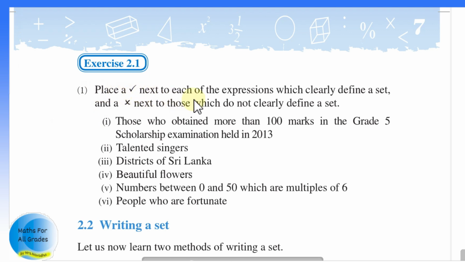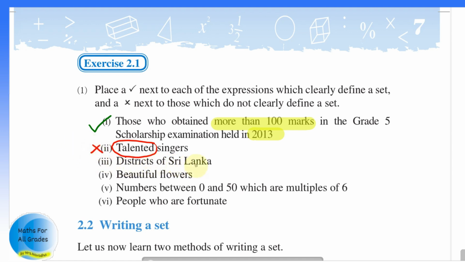Place a correct sign next to each of the expressions which clearly define a set and a wrong sign next to those which do not clearly define a set. From number 1, those who obtained more than 100 marks in the grade 5 scholarship examination held in 2013. Here they have mentioned the year and the range of marks that we should be looking for. So we can identify it. This is a set. From number 2, talented singers. Now you know talented is a relative term because your idea of talented singers is completely different from mine. So this is not a set.